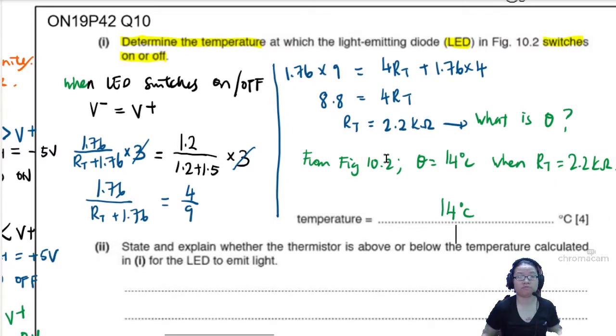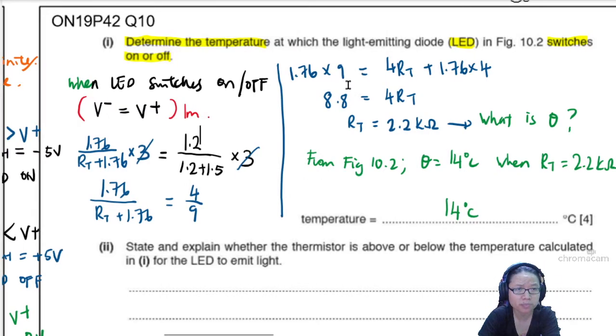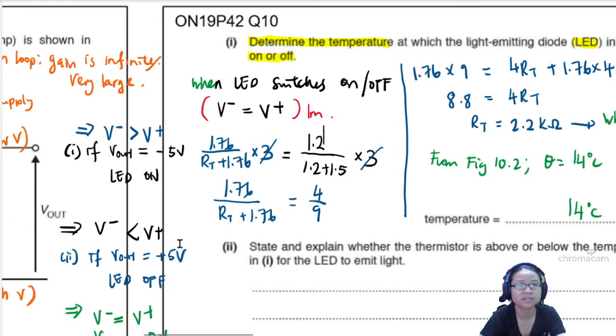That's why this one is 4 marks, because it requires a lot of thinking. Step 1, you need to know when the LED turns on and off. If you write V minus is equal to V plus, you get one mark. It shows you understand that the input switches from positive to negative, or from negative to positive, when V minus is equal to V plus. That one is one mark.